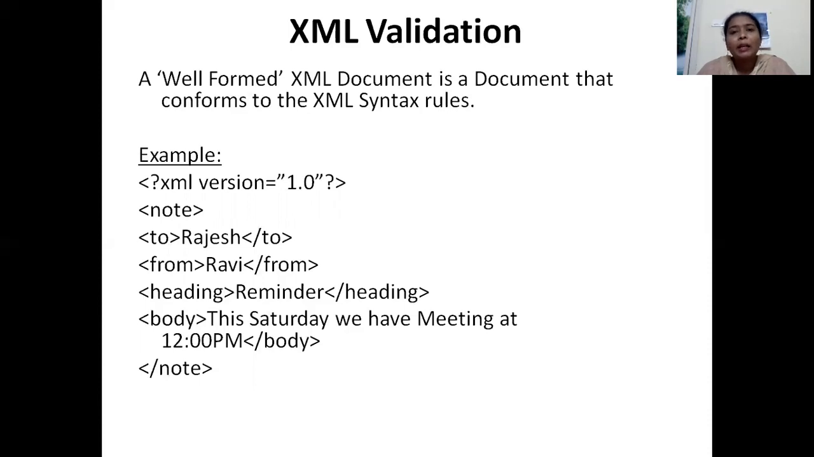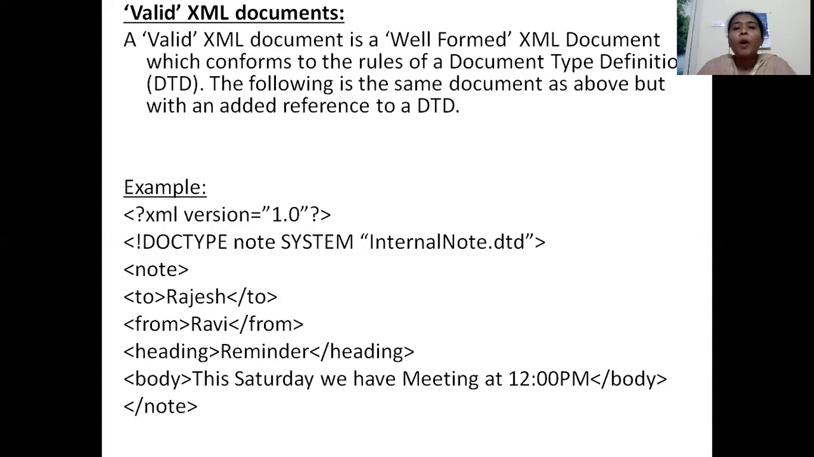How can I say that an XML document is valid? It should follow two rules. This XML document should be a well-formed XML document, and also it should satisfy or conform to the rules of DTD. If it follows the rules of document type definition and is a well-formed XML document, then only I can say that it is a valid XML document.